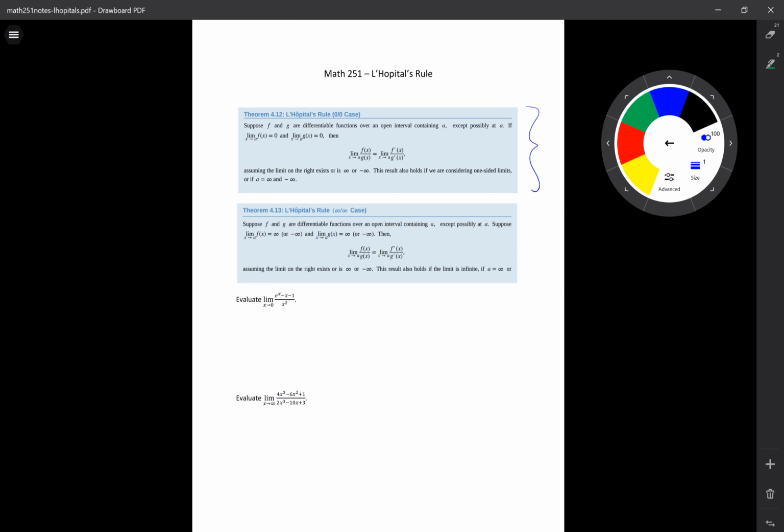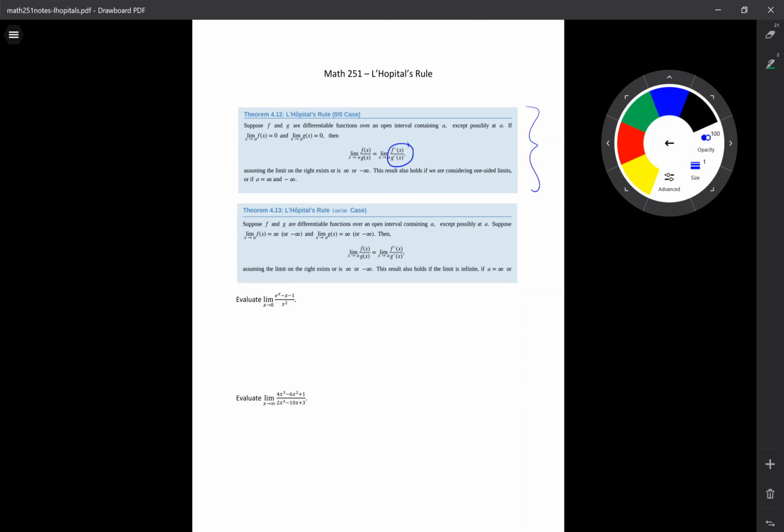Basically, if we have two functions that are differentiable over some open interval that contains the point that we care about, and if both of the limits as x approaches this point of our two functions f and g are equal to 0, then what we can do is take the derivative of the top and take the derivative of the bottom. Now we have to be careful here because this is not the same thing as using the quotient rule. What we are doing is taking the derivative of the top and taking the derivative of the bottom, but this is not the quotient rule.